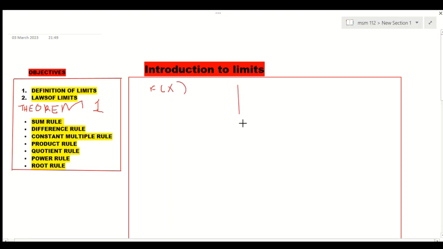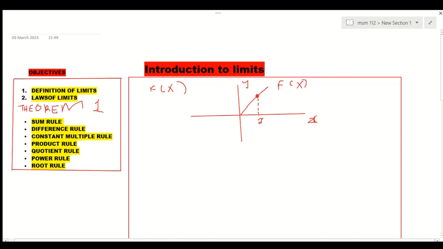let me draw it here. This is the y and this is the x axis. Then you've got this function here, f of x. Then at a certain point, let's say this point is 2. So what happens to this function as x approaches 2 is very important.